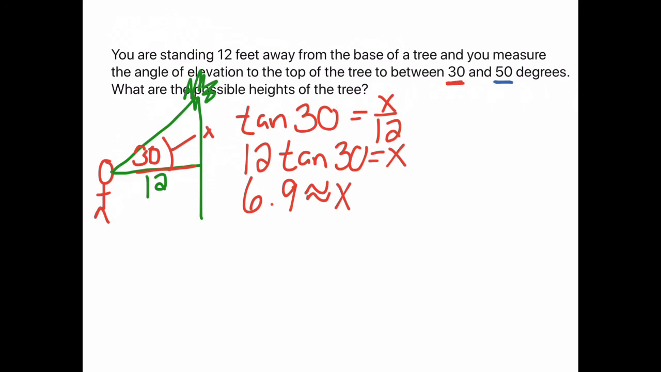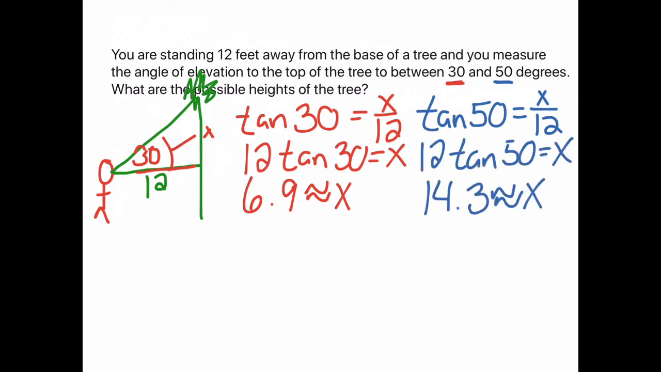Then we'll do the same thing with 50 degrees instead of 30. We set up our equation, the tangent of 50 equals x over 12, and solve this for x using algebra. What we get is that x is approximately 14.3. So that would be the tallest that the tree could be. Any of the measurements between these two are acceptable, and anything smaller than 6.9 or greater than 14.3 would be unreasonable.